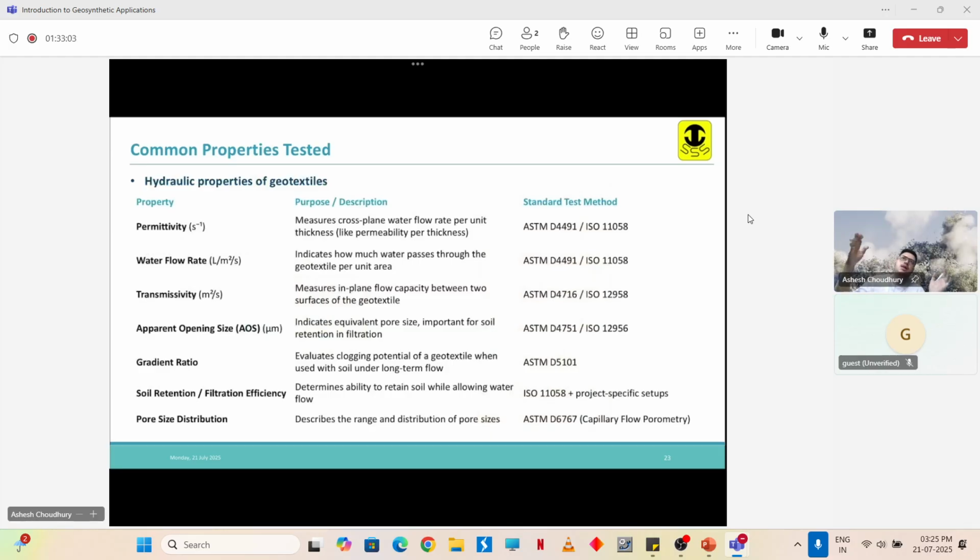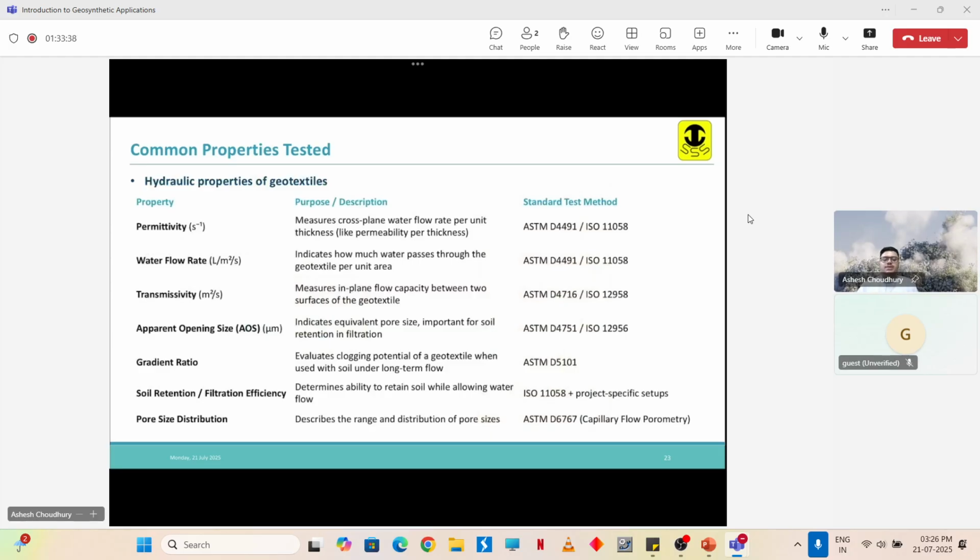What happens generally is, as water passes and the geotextile keeps acting as a filter, the pores of the geotextile might get clogged with soil particles, and if they get clogged, water won't be able to pass through. So we need to do this gradient ratio test to establish this compatibility. We want this filter to perform for a long duration, so we don't want the pores to get clogged. So we improve this gradient ratio.